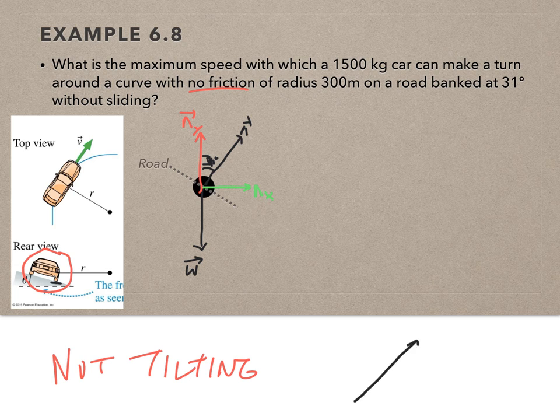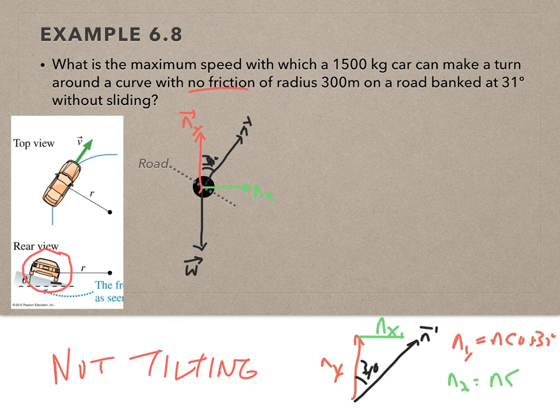So I say my normal force is off at some angle like this, and I'm going to draw my y component and my x component. And I know that this angle right here is 31 degrees. That means that my n in y is equal to my normal times, since I'm adjacent, I'm going to use cosine 31. And that means my n in x is equal to my normal times sine 31, okay?